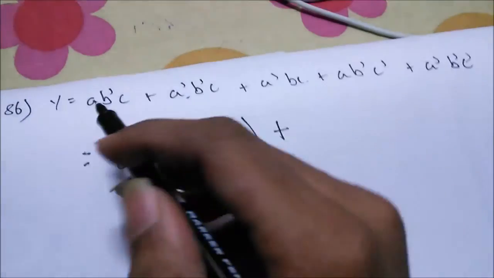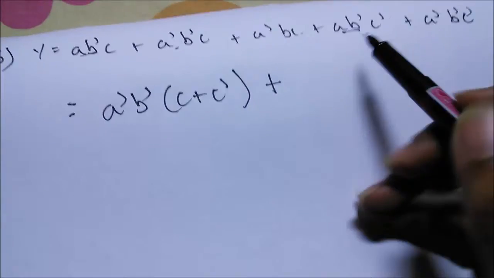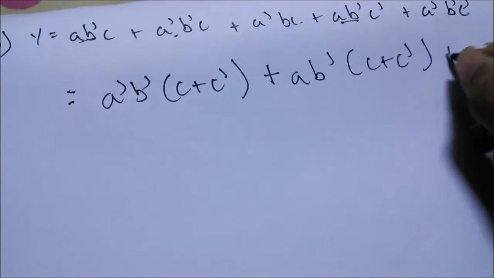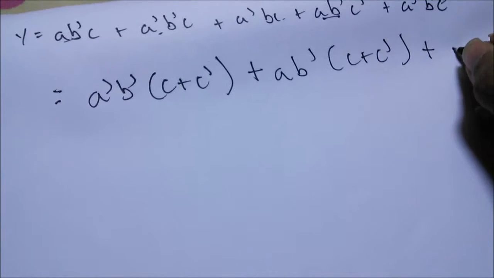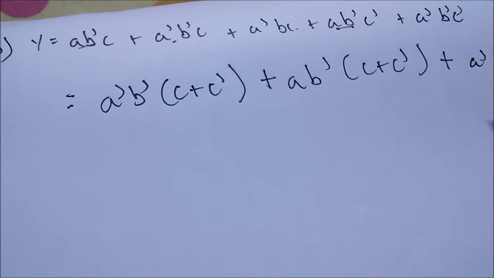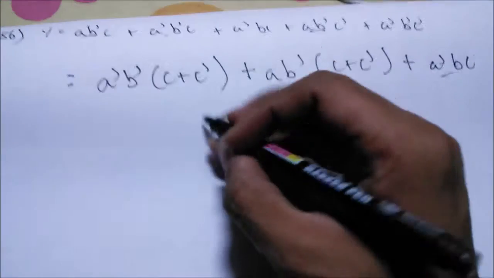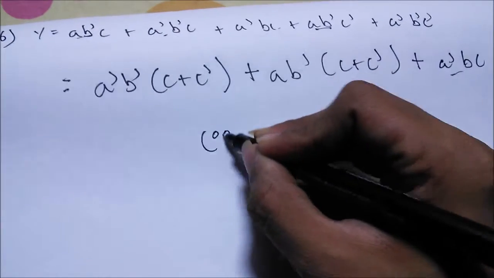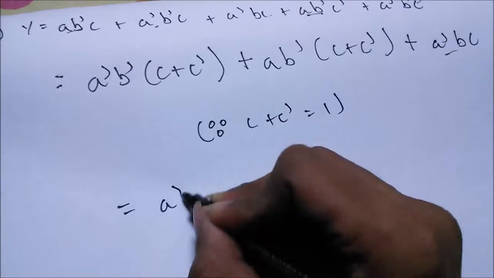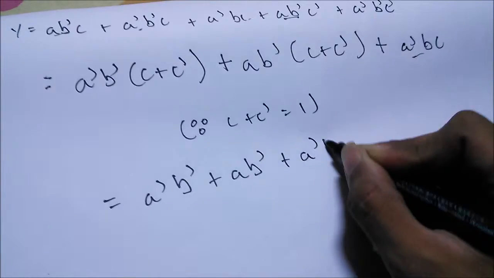And then we also notice that ab dash and ab dash are common in these two, and we take them common and we can write it as c plus c dash, and we'll be left with a dash b c. And now we know that c plus c dash is equal to 1. So this is equal to a dash b dash plus ab dash plus a dash bc.